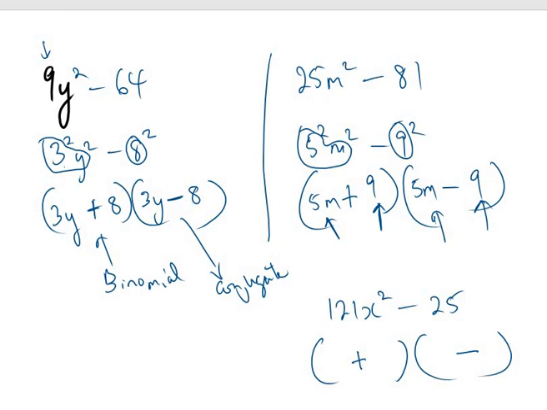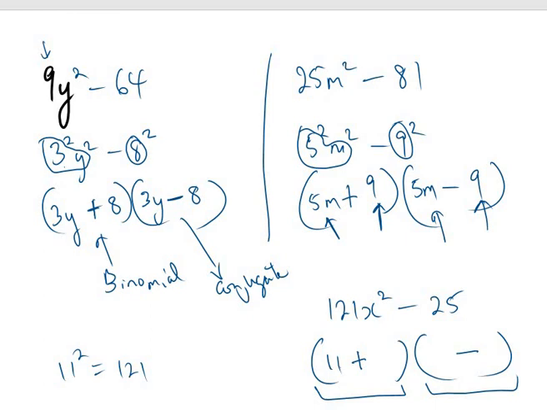Here's a question though. If I put a minus in the first one and a plus in the other one, would it be incorrect? No. Because when you're multiplying two quantities, the order doesn't matter. So whether you put this one first and this one second, or the other way around, it doesn't matter. Okay. So 121 is a square number because 11 squared is 121.